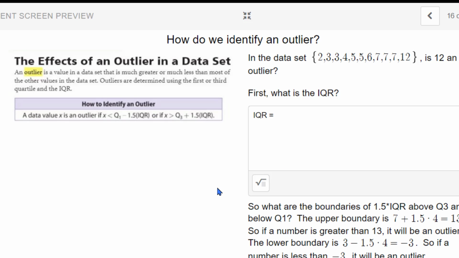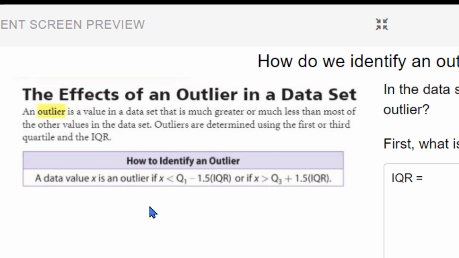Welcome back. Let's take a look at Chapter 13, Section 2, where we find outliers. And they're actually going to mix in the idea from 13.4 about a box plot to explain it, but how do we identify an outlier? So you'll notice in your textbook, it gives a definition.